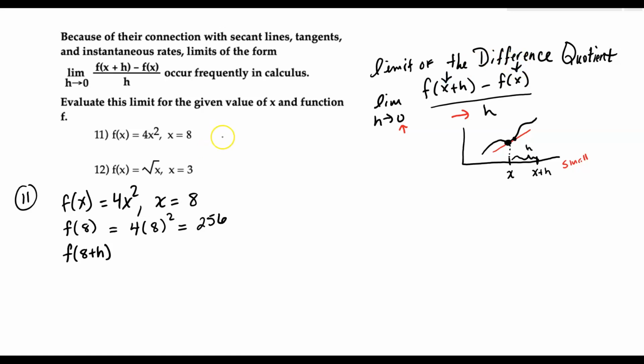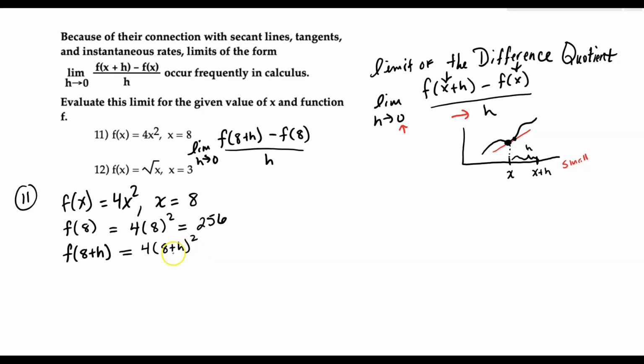Let me write that out: f of 8 plus h minus f of 8, all divided by h, and it's the limit as h approaches 0. That's why I'm breaking it up into all these little components. It'll make it so much easier when I put it all together. So what is this f of 8 plus h? It is 4 times 8 plus h squared.